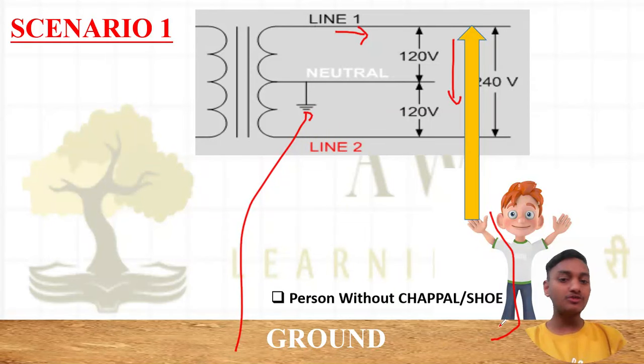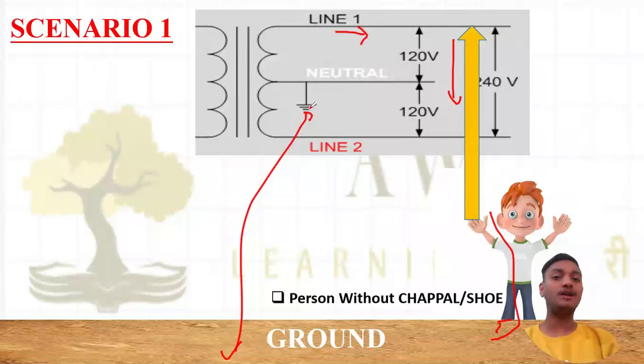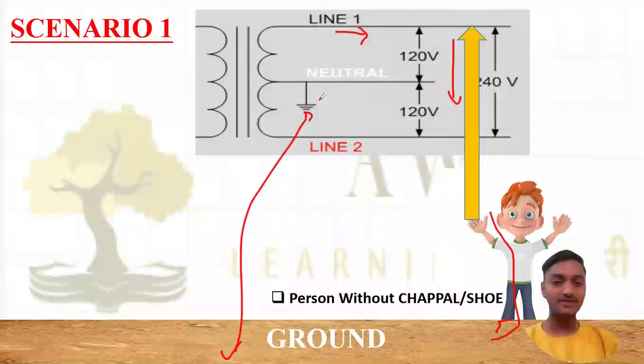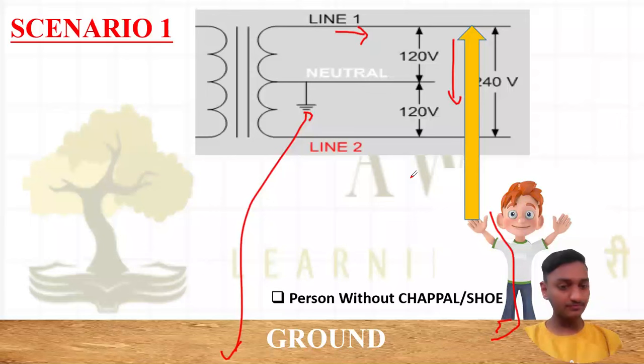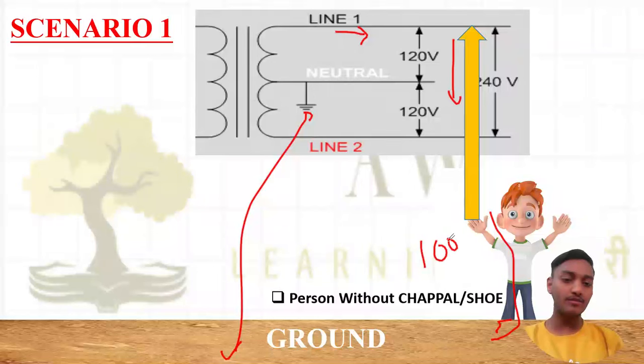So this is ground, so my human leg and this ground are at the same potential, so current will flow like this, and that person will experience a shock. But what severity of shock he will experience depends on the resistance of the human body. Let us assume that this human body has a resistance of 100 kilo ohm.